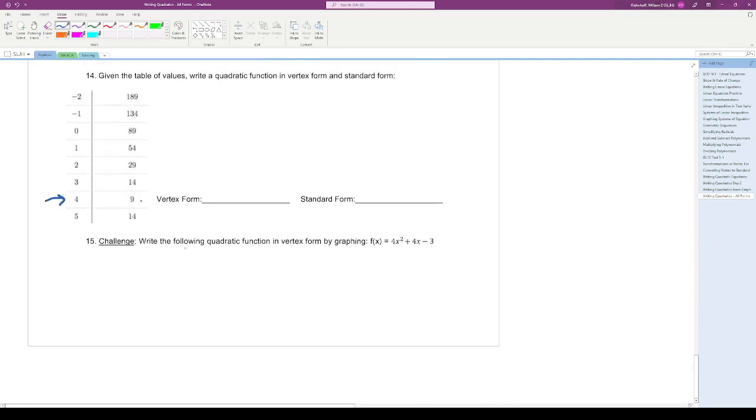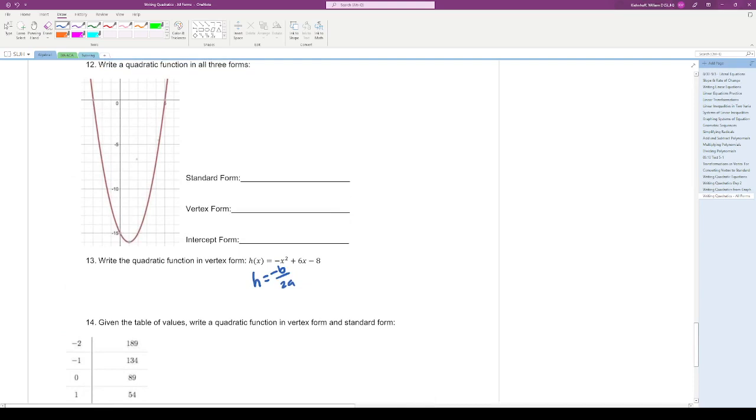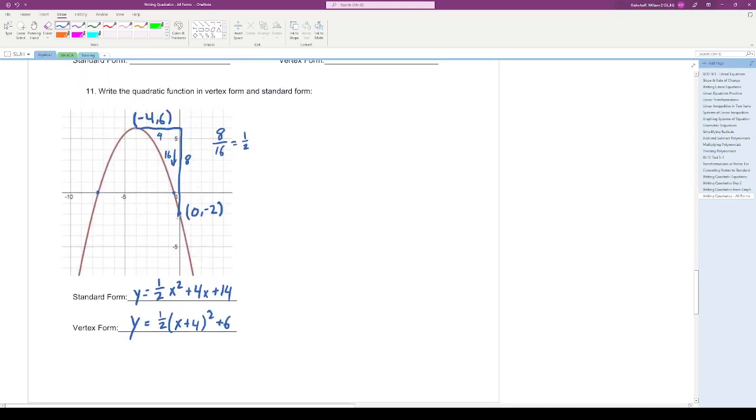The last one says to write this one in vertex form by graphing. So interesting, you can do that completely without graphing using the -b over 2a shortcut, but they want you to do it by graphing and write it from the graph. So you can plug it into a calculator or into Desmos if you don't have a calculator that graphs, and then use the same process we did for these graphs here to figure that one out. So, and that's it.